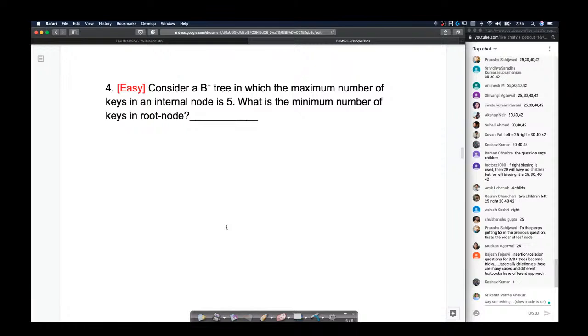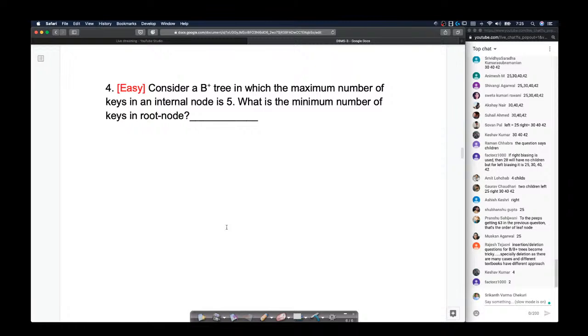Again, please read the question carefully. This is, I would call it, a trivial question actually. Not even an easy question. I would call it a trivial question. If you read the question, you should get the answer in a second.